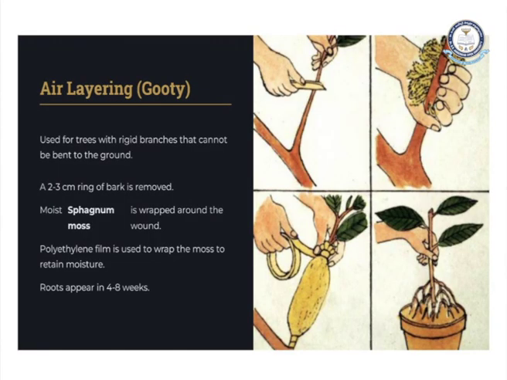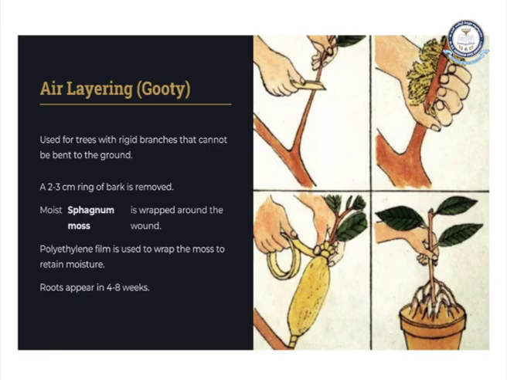Air layering is also called gooty layering. Here in gooty layering, this is used for trees with rigid branches that cannot be bent to the ground. As we are using a strong plant, it cannot be bent or partially buried in the soil. But here we take a 2 to 3 centimeter ring of bark and remove it, and it is wrapped with moist sphagnum moss.